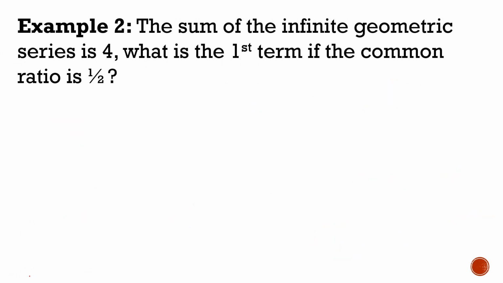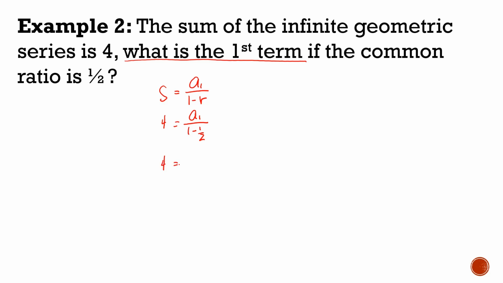The sum of the infinite geometric series is 4. What is the first term if the common ratio is 1/2? So here, what's missing is the first term, obviously. Using the formula, we have S equals A1 over 1 minus r. The sum, according to the problem, is 4. We don't know A1, and then the common ratio is 1/2. So this is how we set up the problem.